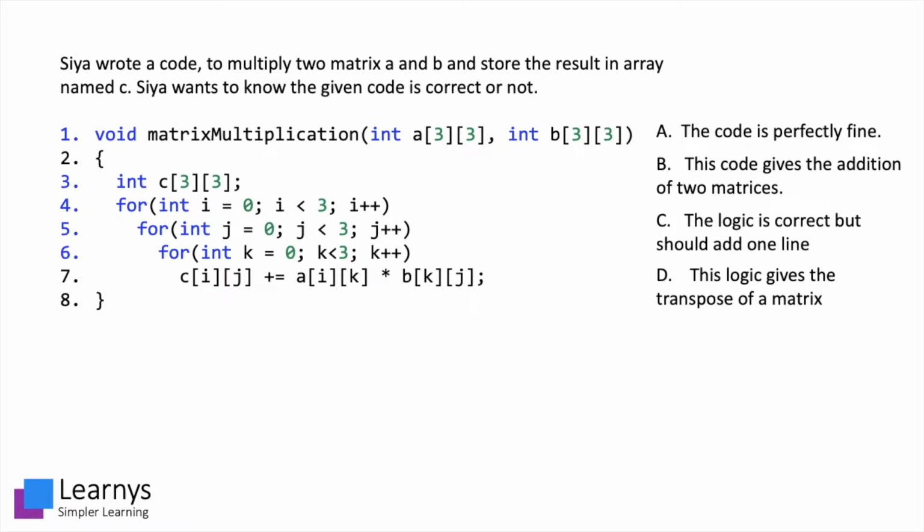In this video, we will be looking at matrices and some basic operations like multiplication and transpose used on a matrix. The first question says, Sia wants to write a code to multiply two matrices A and B and store the result in array named C. Sia wants to know whether the code is correct or not, and that's your job. So I'll wait for a couple of seconds for you to guess or find the solution. You can pause the video here and solve it for yourself, and then we'll discuss.